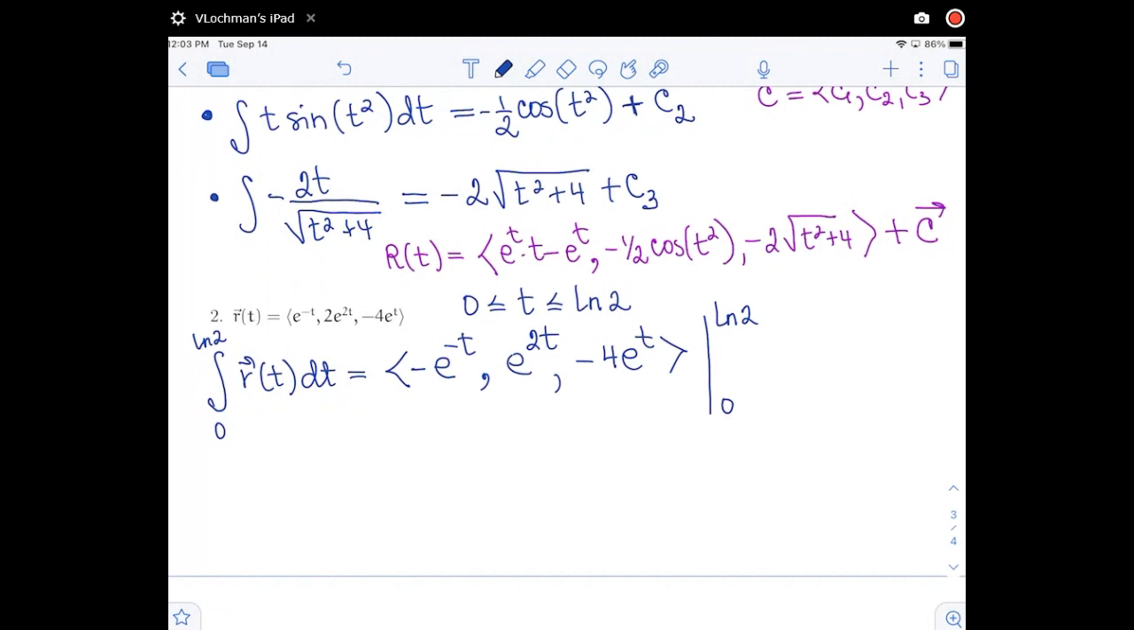So we have two vectors. We're not going to get just a function, we're actually going to get a vector, just like when you have limits for integrating a function, you get a number, right? So what is this? The first vector is negative e to the power negative natural log of 2, then e to the power 2 natural log of 2, negative 4 e to the power natural log of 2, minus this vector here. And just plug in 0.